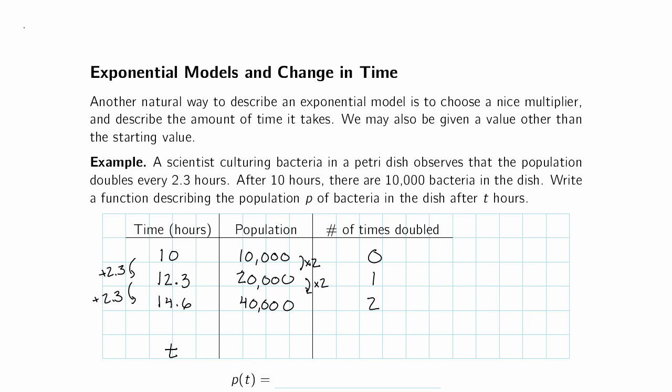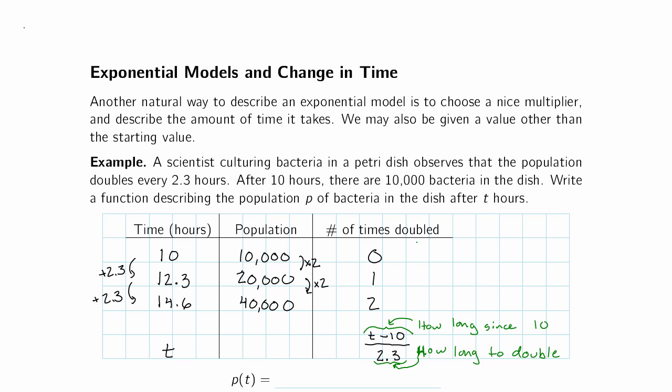After T hours then, how many times have we doubled? Well, we want to know how many times we've added 2.3 hours since the 10-hour mark. So first we take T minus 10. That's how long it's been since the 10-hour mark. And then we divide it by 2.3. And that 2.3 is how long it takes to double.